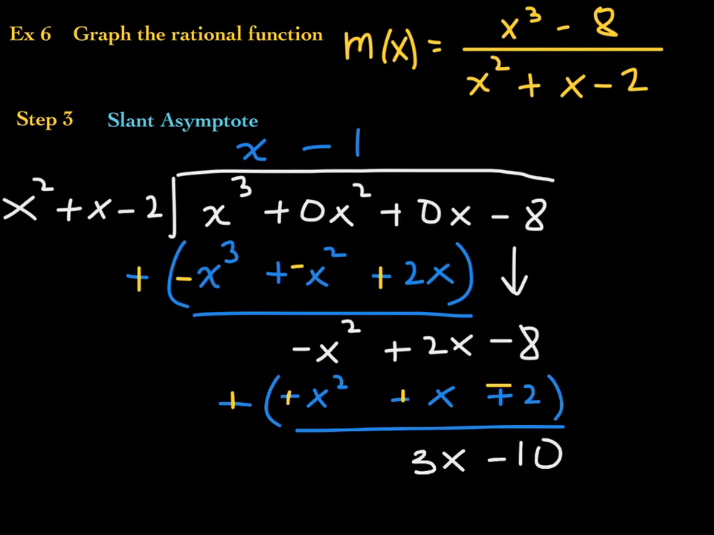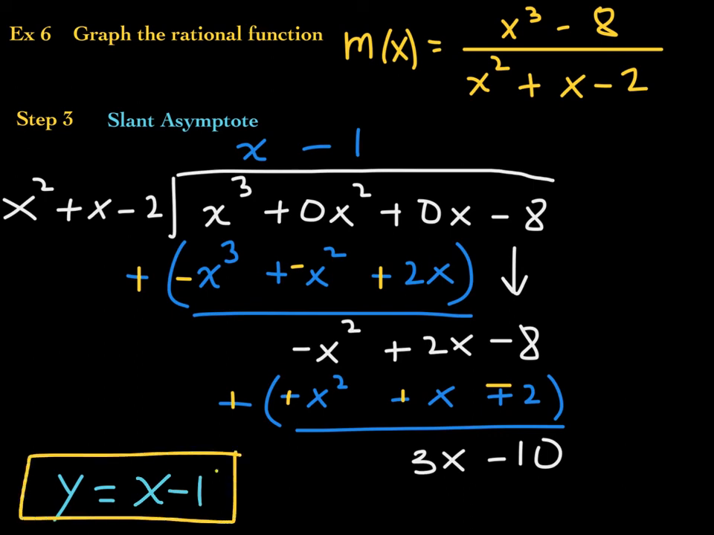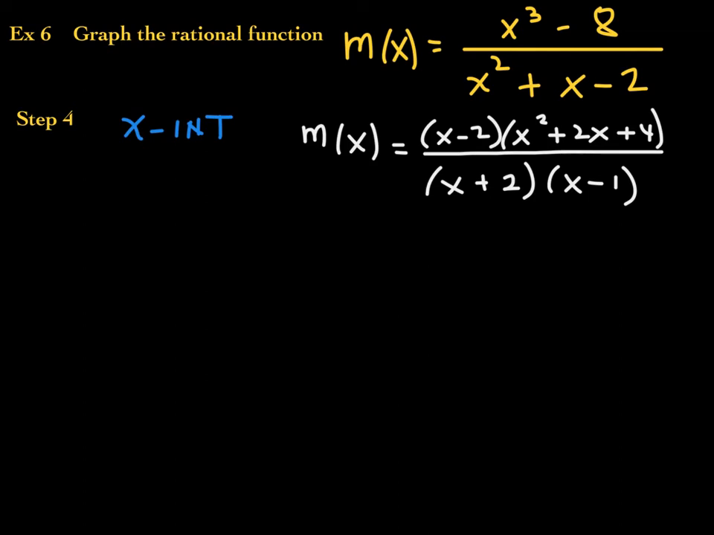Now the slant asymptote is the equation y equal to the quotient, which is x minus 1. That's the equation for the slant asymptote. All right, everybody? This is it right there. All right, so you're disregarding the remainder. All right, let's go to step number 4, which is find your intercepts. Now to find your x-intercepts, we're going to take the numerator and set it equal to 0 and solve.